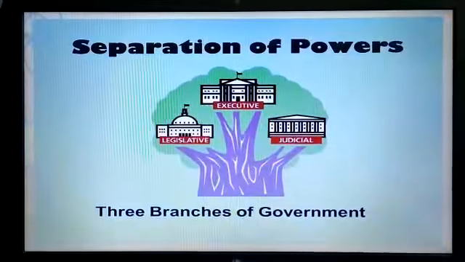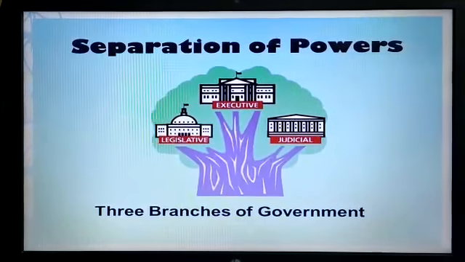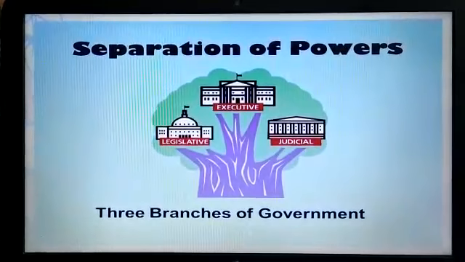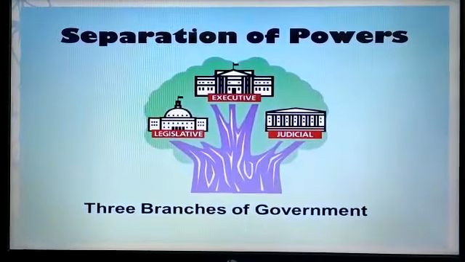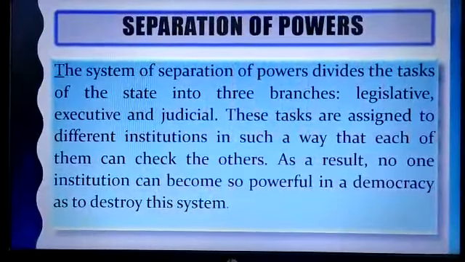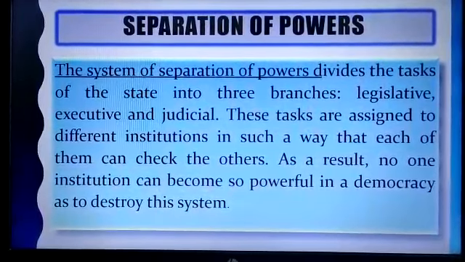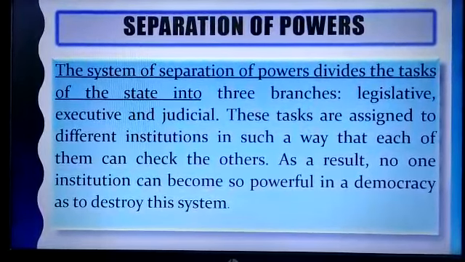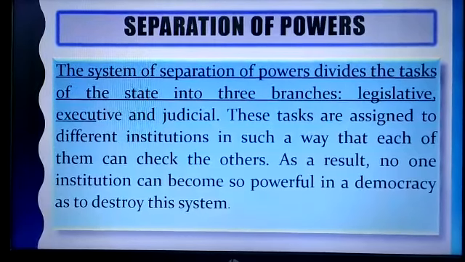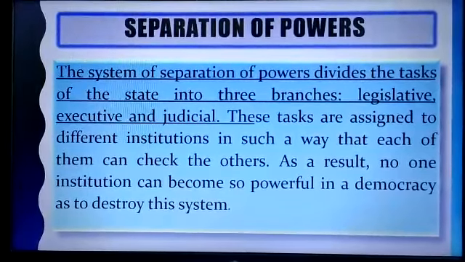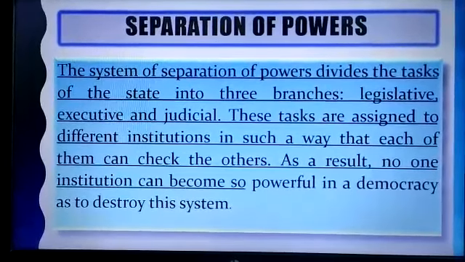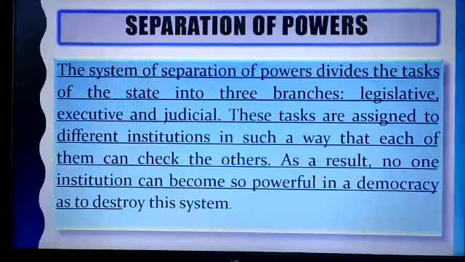The powers are separated among three branches of government, which are legislative, executive, and judiciary. Let us now try to understand what separation of power means. The system of separation of powers divides the tasks of the state into three branches: legislative, executive, and judicial. These tasks are assigned to different institutions in such a way that each of them can check the others. As a result, no one institution can become so powerful in a democracy as to destroy the system.